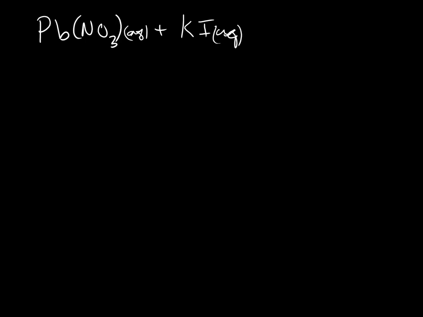Okay, we write the equation. What did I put together? I put together lead 2 nitrate and potassium iodide. Those are the two things I put together. That yellow stuff's got to be something on the other side because those two were clear. So Pb is going to end up next to I, and K is going to end up next to NO3.